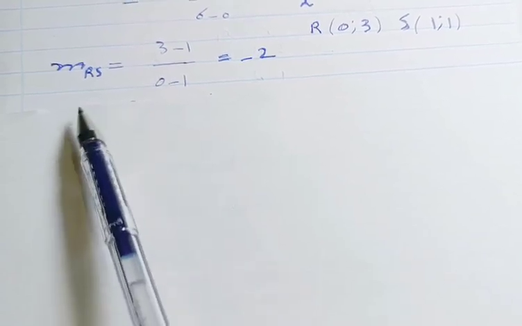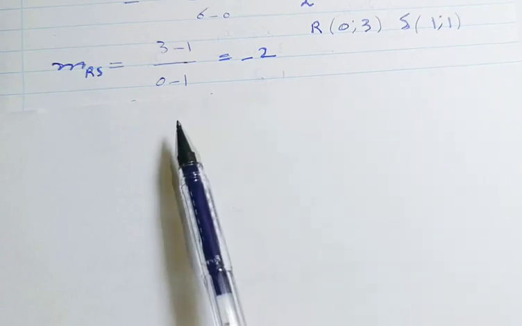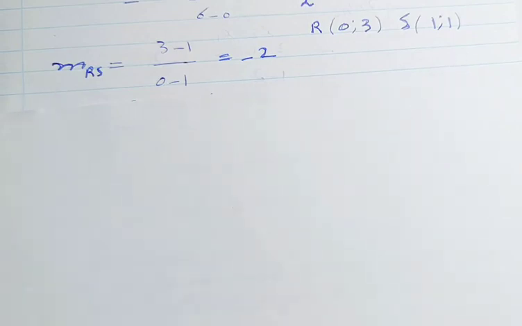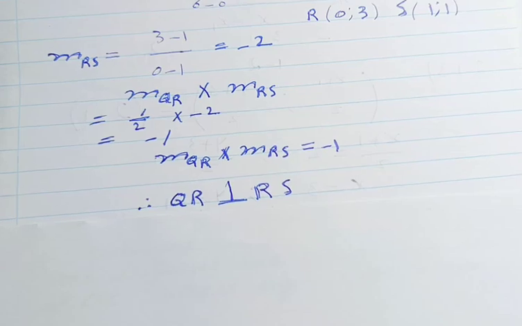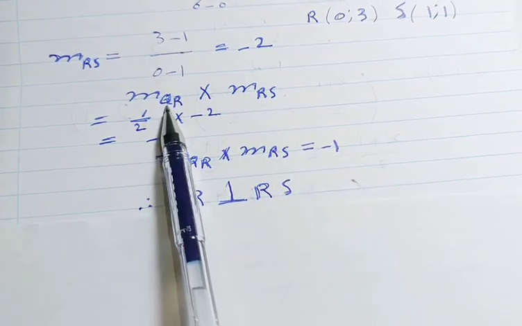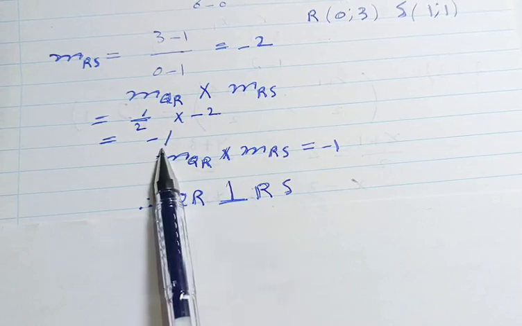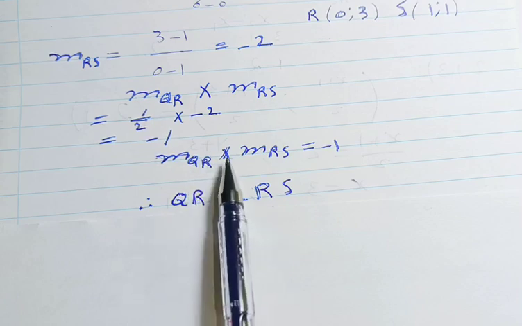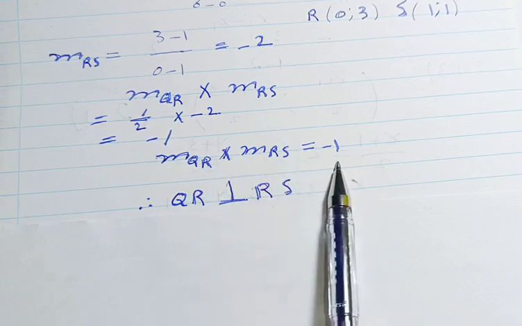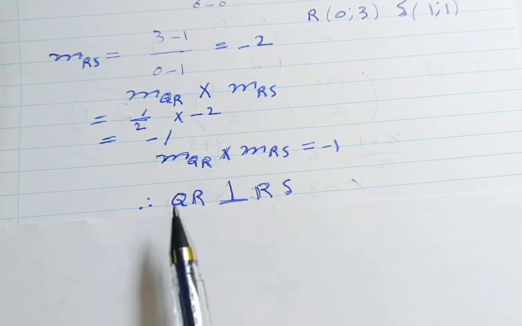Then I find the gradient of RS. These are the coordinates of R and S. I plug them into the same gradient formula. The answer is -2. Now, the gradient of QR multiplied by the gradient of RS is equal to -1. Therefore, the gradient of QR multiplied by the gradient of RS equals -1, which means QR is perpendicular to RS.